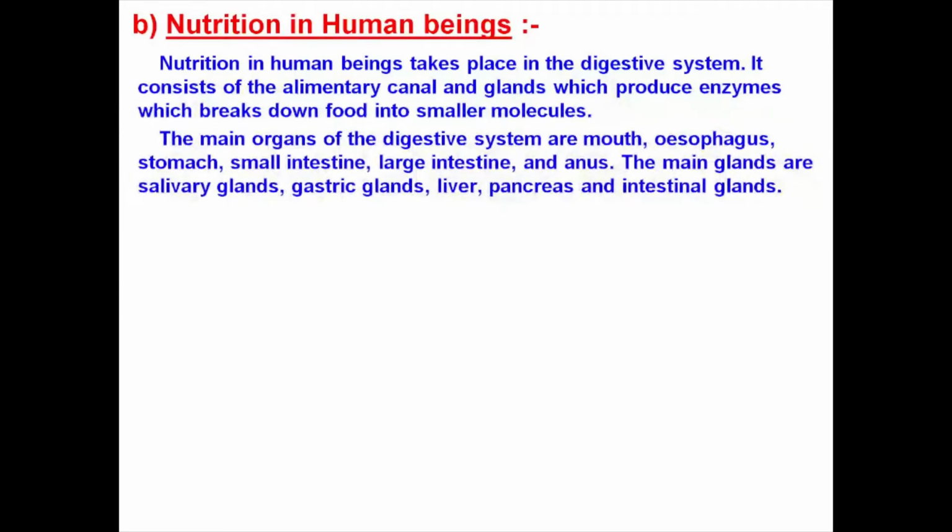So the main organs of the digestive system are the alimentary canal that consists of the mouth, esophagus, stomach, small intestine, large intestine, and the anus. The main glands are salivary glands, gastric glands, liver, pancreas, and intestinal glands. There is a big difference between the human digestive system and the human alimentary canal. The human digestive system includes all the glands along with the alimentary canal, but the alimentary canal does not include the glands, so you must make a note on it.